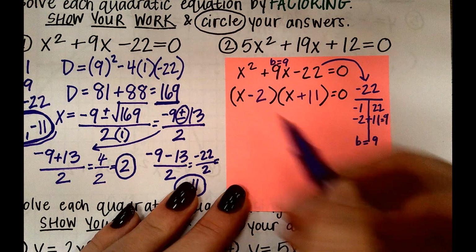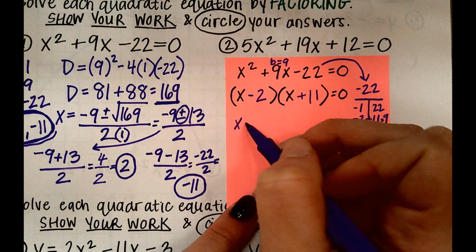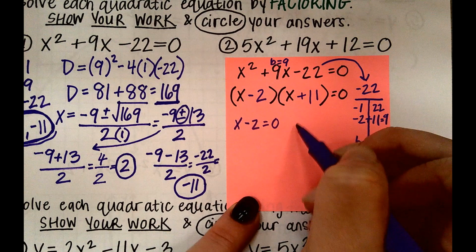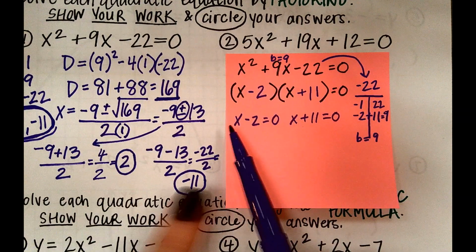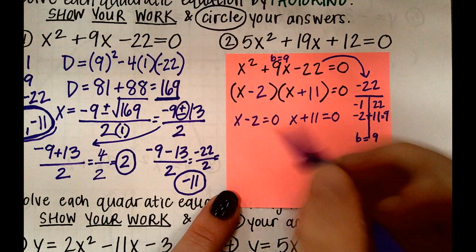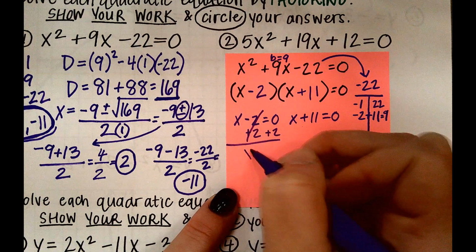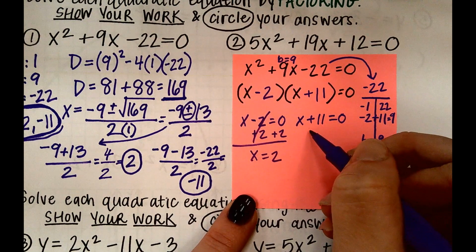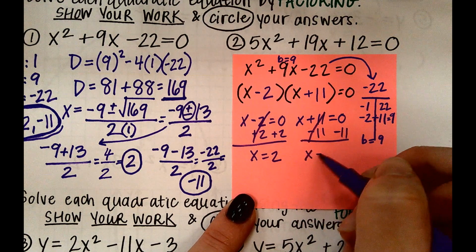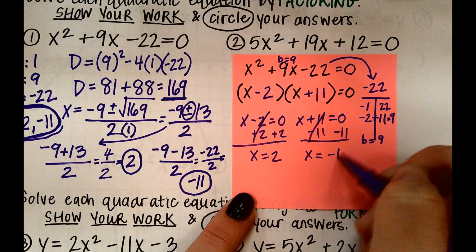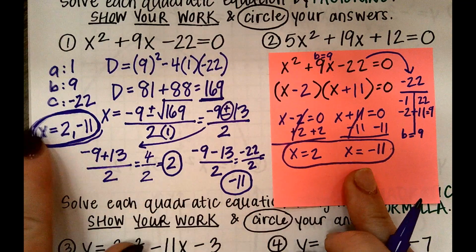So you want to subtract 2 from each side? Well, let's see. Let's make the equations first. X minus 2 equals 0. X plus 11 equals 0. So now what do I do to solve for x? You add 2. This cancels. X equals 2. And then you want to subtract 11. X equals negative 11. And just like that, we got the same answers as the other method.